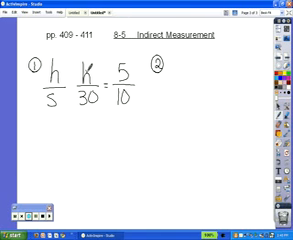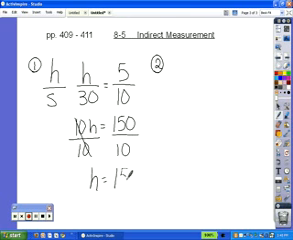The height of the flagpole compared to its shadow, the height of the person compared to its shadow. And then we cross multiply. H times 10 is 10H, 5 times 30 is 150. So we divide both sides by 10, and that means the flagpole has a height of 15 feet.